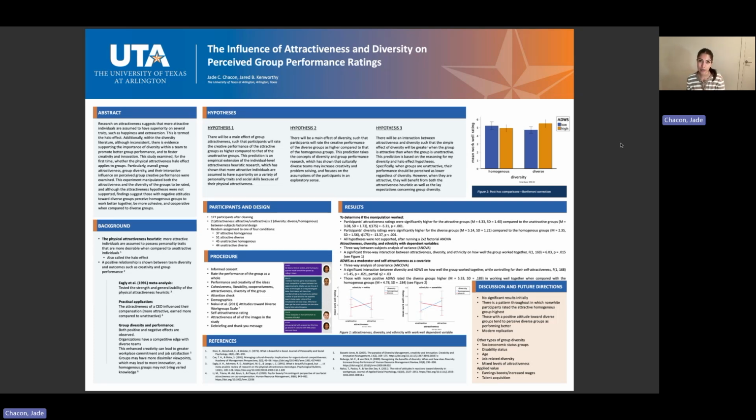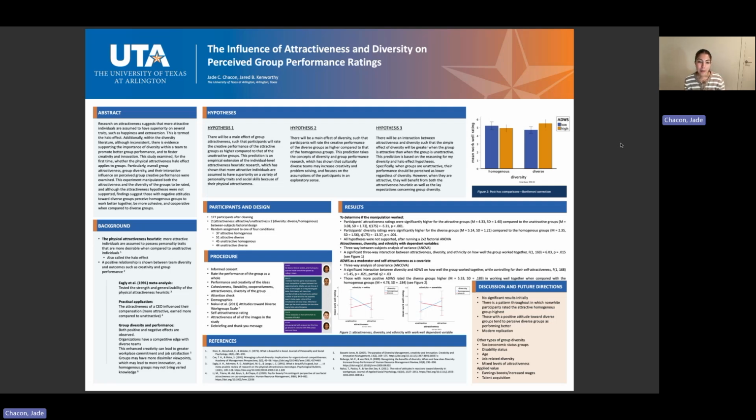The diversity aspect here concerns group diversity, and there are mixed findings within the diversity literature. A lot of times there will be a positive relationship shown between team diversity and creativity or other kinds of group performance. But again, as I said, the literature is mixed, so a lot of times there are also negative effects shown. So I wanted to take these two and put them together for the first time.